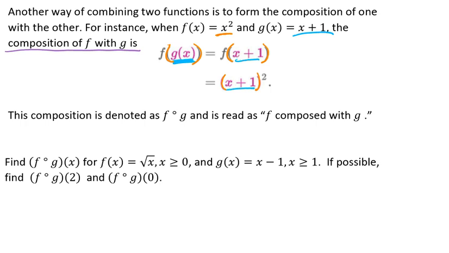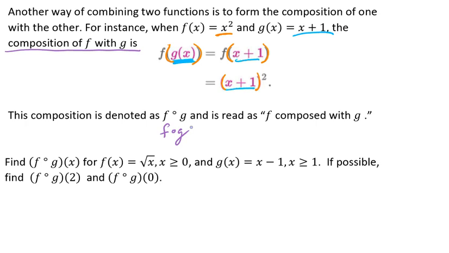The composition is denoted by f, this tiny little o, g. Sometimes it looks like this, maybe spaced out just slightly better. And it's read as f composed with g. So we're going to go ahead and do an example and talk about this a little bit more.